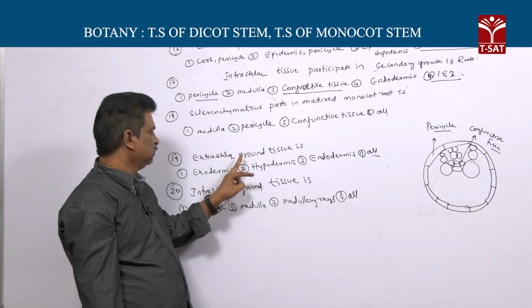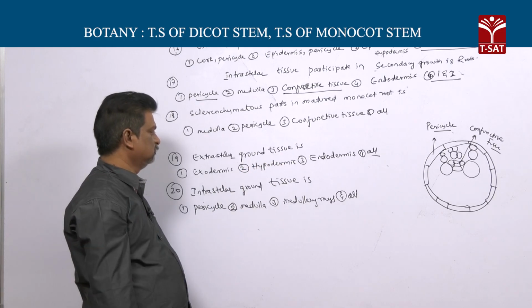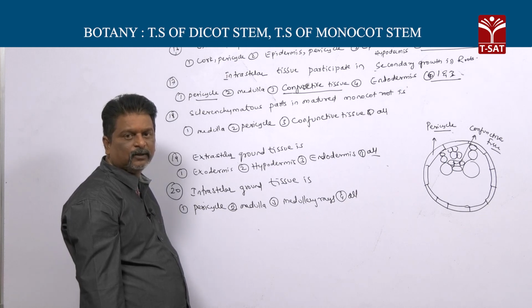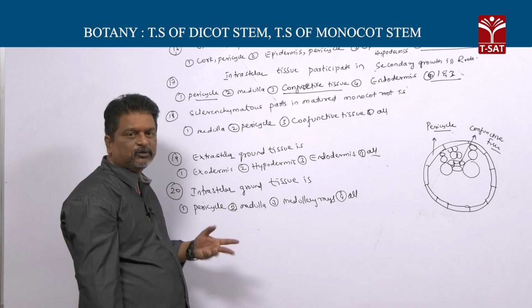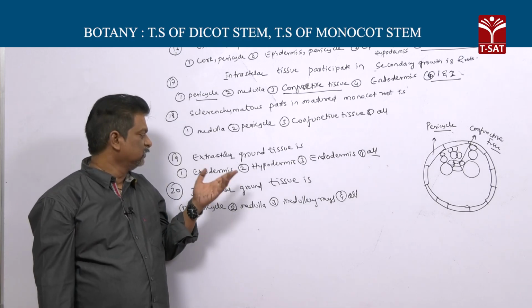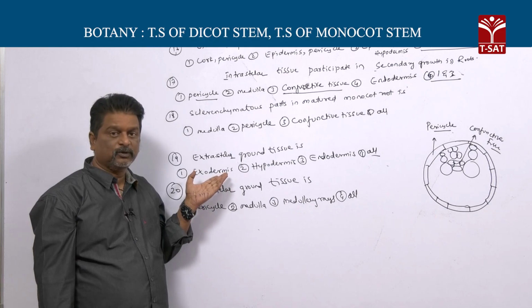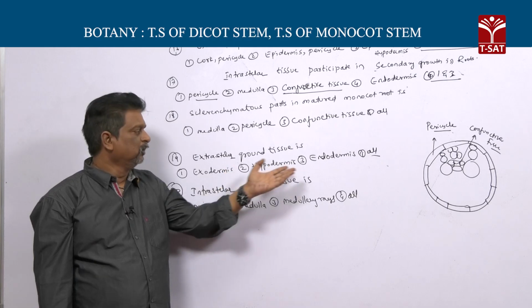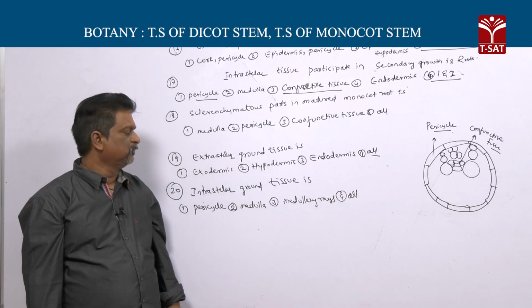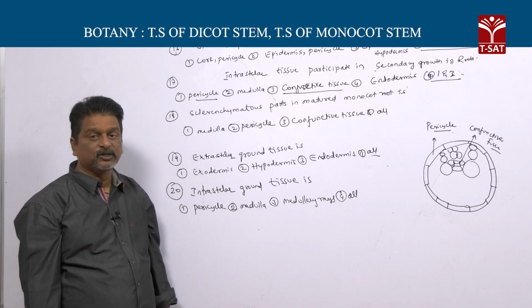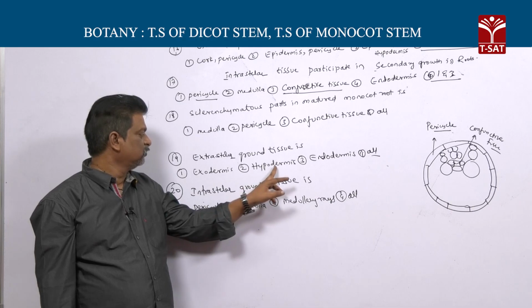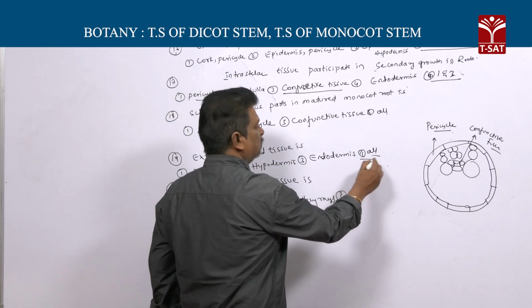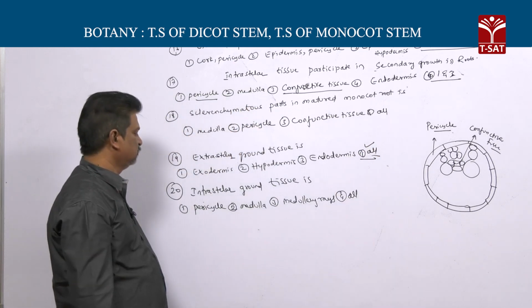The next one: extrastelar ground tissue. Actually, ground tissue is of two types, extrastelar and intrastelar. Extrastelar means outside the stele. Outside the stele, ectodermis is present in roots, then hypodermis is present in stems. In both root and stem, there is endodermis, present outside the stele. So the extrastelar ground tissues are ectodermis, hypodermis and endodermis. So all are extrastelar ground tissues.